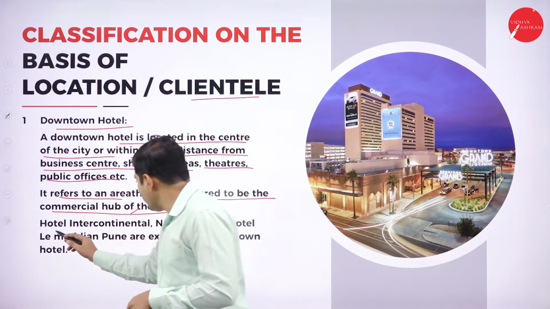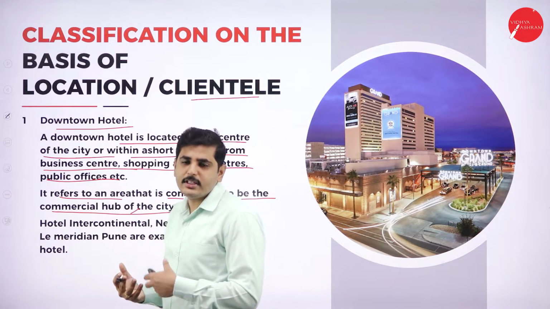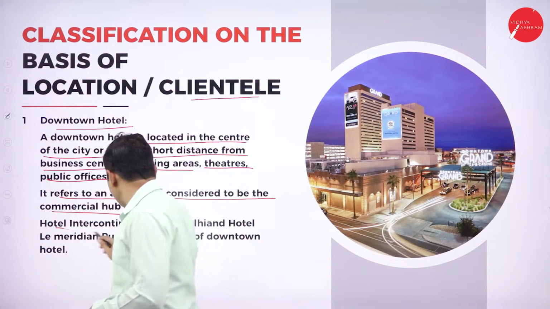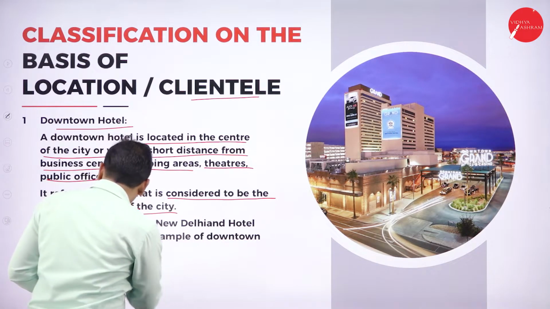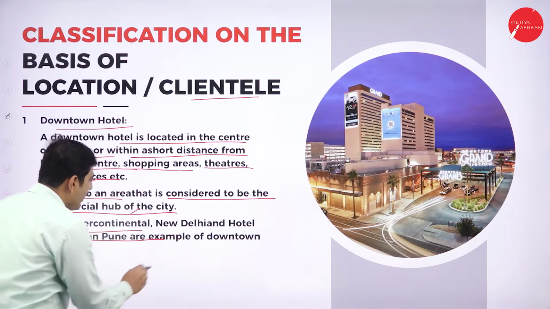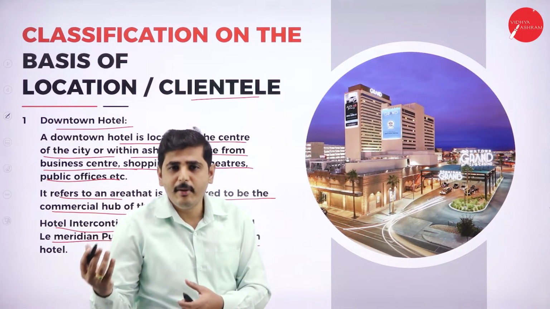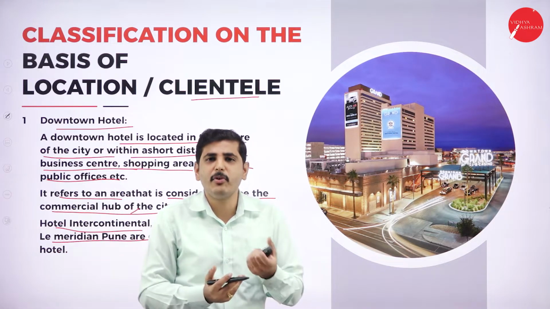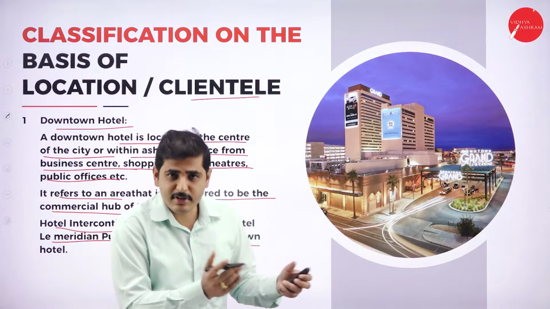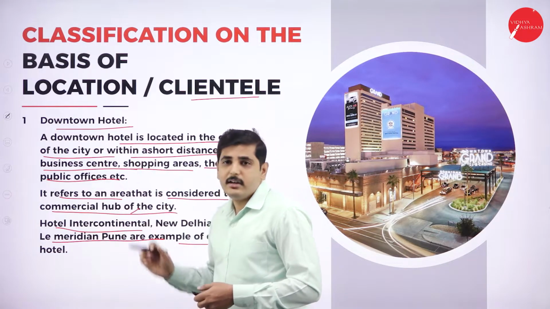Next one, Hotel International. What examples can we give for this type of hotel? For example, Hotel International, New Delhi, and Hotel Meridian, Pune are examples of downtown hotels. You can find them near Mysuru also. If you go to the city area, there are a lot of hotels nearer to the bus stand. That type of hotel we can also consider a downtown hotel.